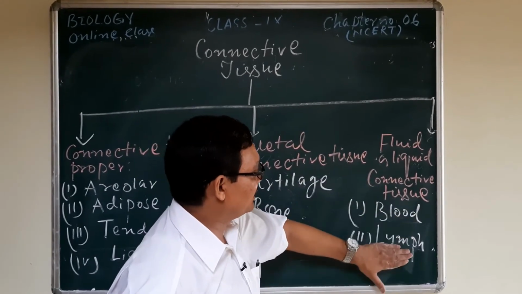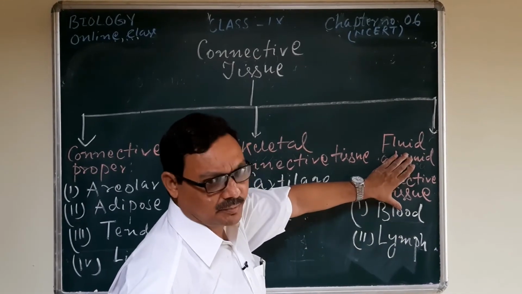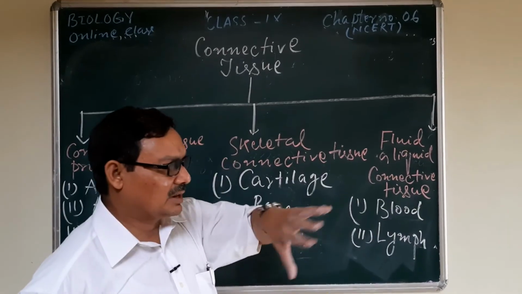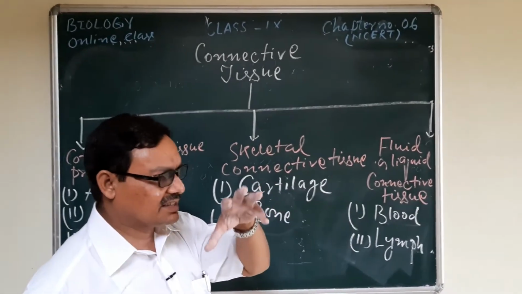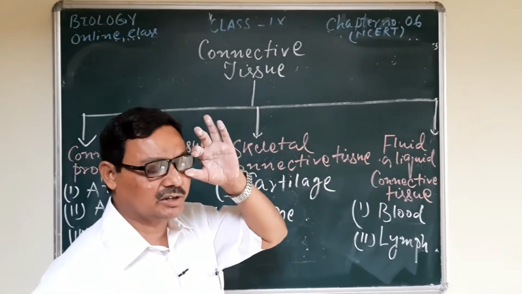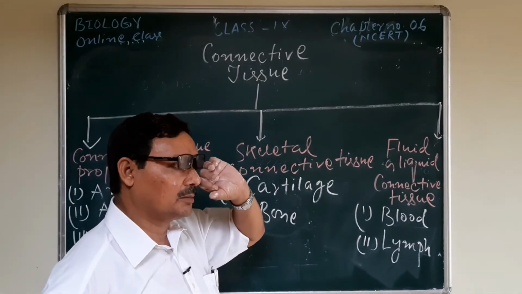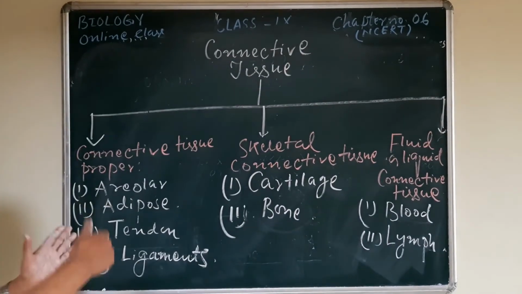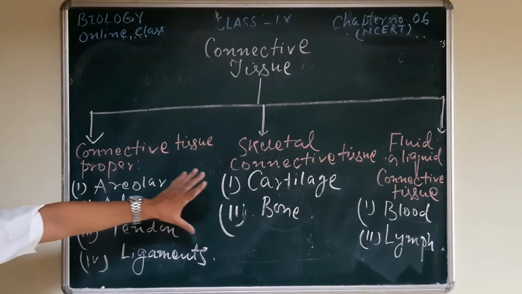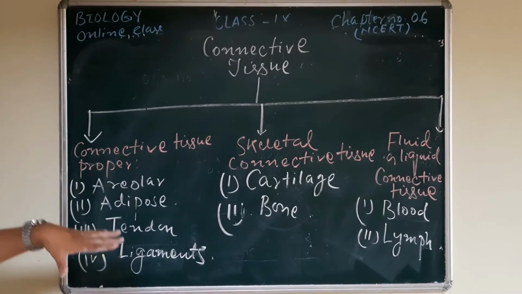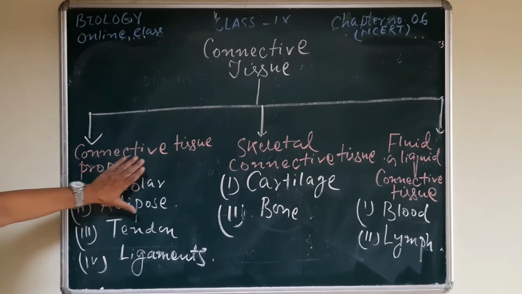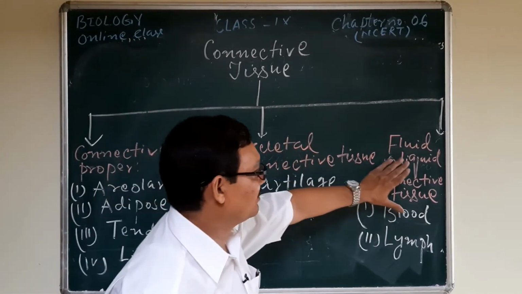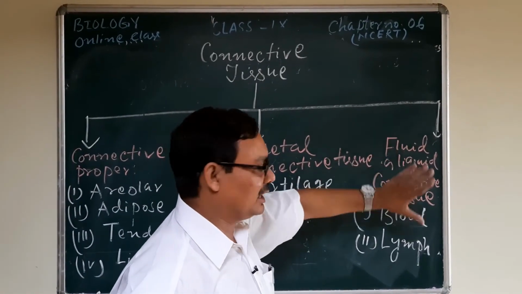In the case of the blood and the lymph, the matrix is plasma, and in this type of matrix you may see that the plasma itself comprises 90% water and only 10% dissolved materials, both organic and inorganic. So there are three different categories of connective tissue. The first one, connective tissue proper, the second one, skeletal connective tissue, and the third one, fluid connective tissue or liquid connective tissue.